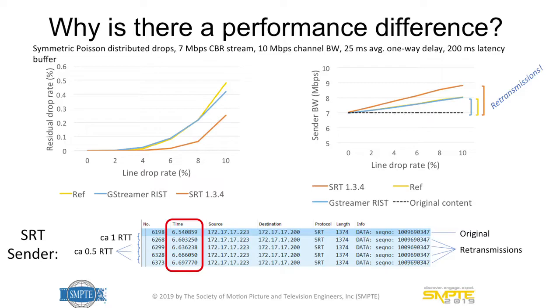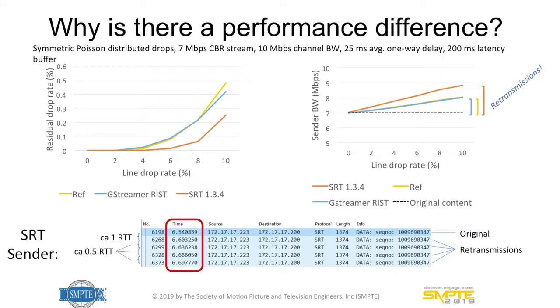So up here on the right, you can see this is the sender bandwidth on the y-axis. It's a broken y-axis, so it starts at 5. And the black dotted line, that is the original content at 7 megabits. So the difference between this line and the lines above, that is retransmission bandwidth.